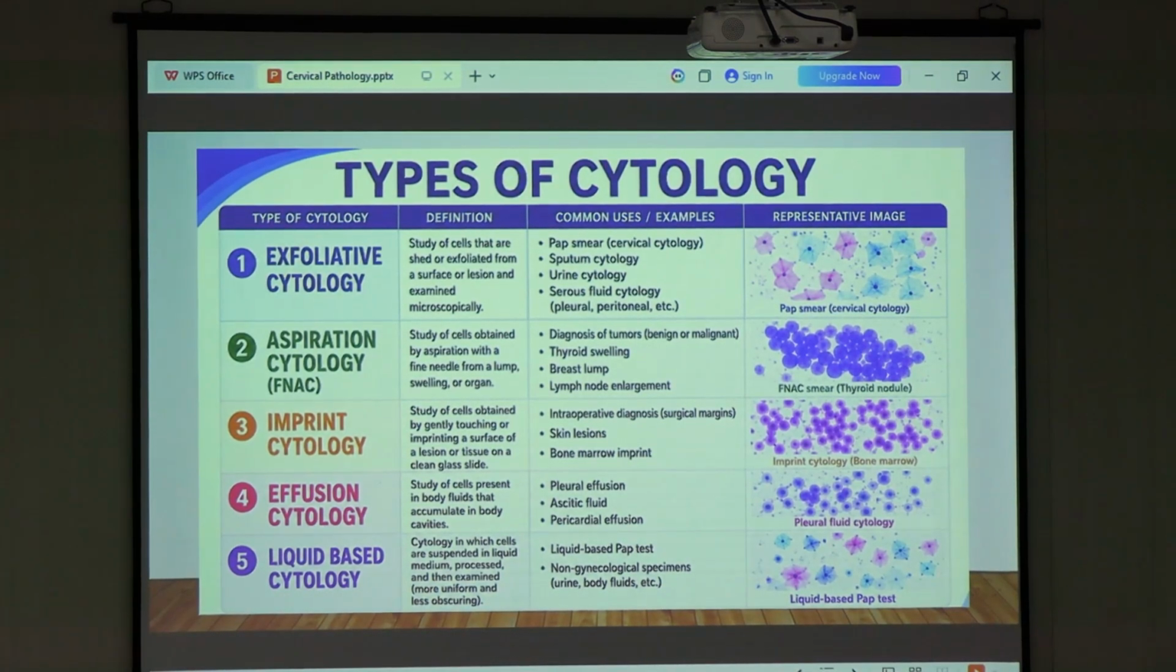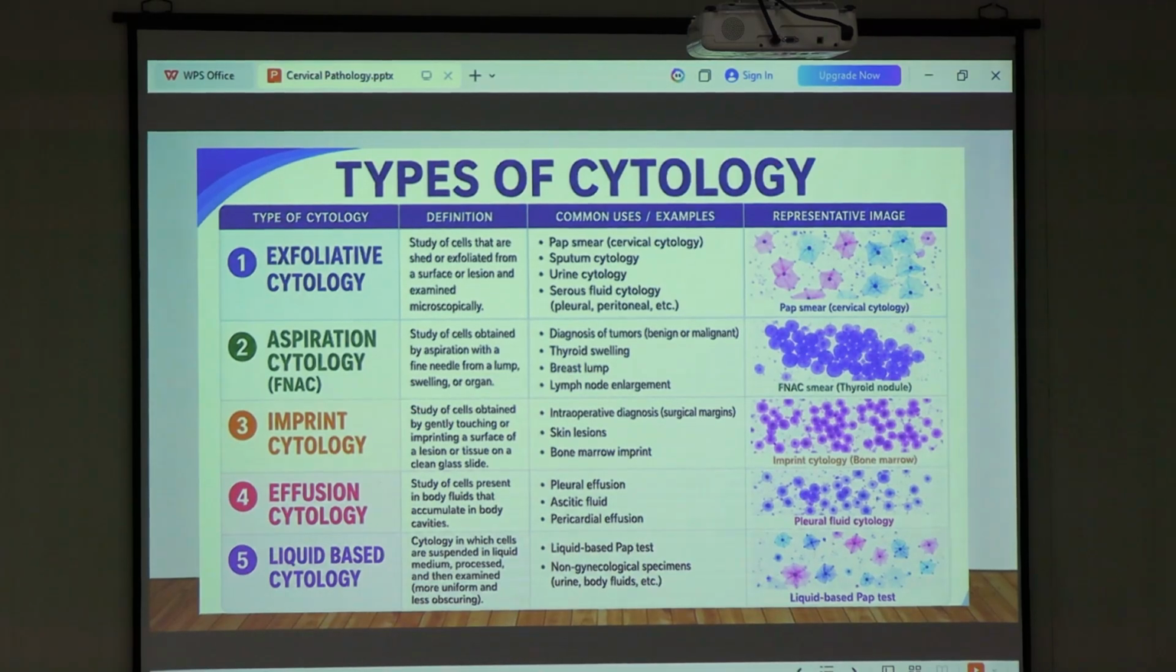A little bit of recapitulation of the types of cytology. You have already studied FNAC and pap smear, so basically these things only. What are the types of cytology that you have to remember? One is exfoliative cytology, when we study the cells that are normally shed or exfoliated, like in the cervical canal. This is known as exfoliative cytology, and it is the basis of the pap smear. Mainly the conventional pap smear is the basis of this exfoliative cytology.